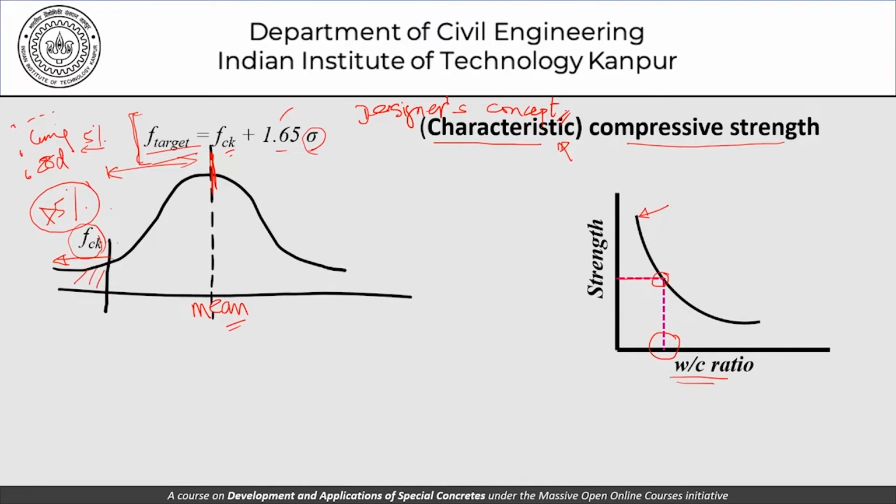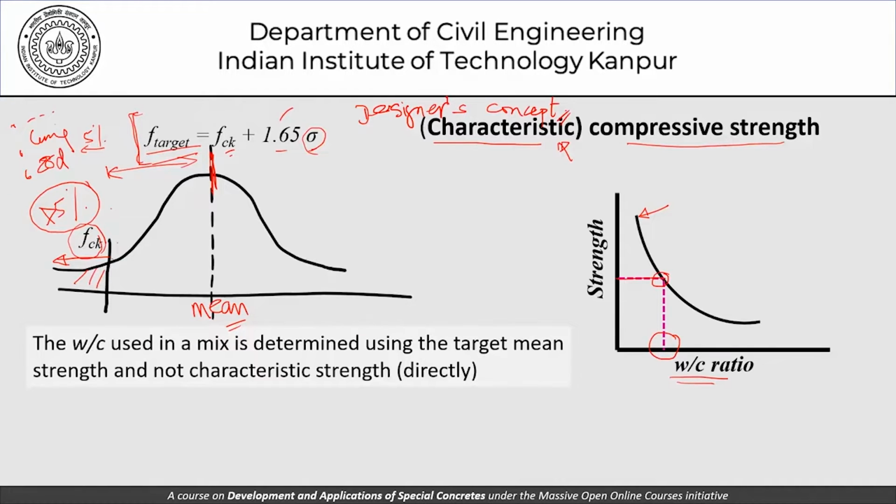More of this we'll do when we try to do some proportioning, but for the time being, we leave it at that. So the water cement ratio used in a mix is determined using the target mean strength and not the characteristic strength directly. Of course, the target mean strength is a function of the characteristic strength.